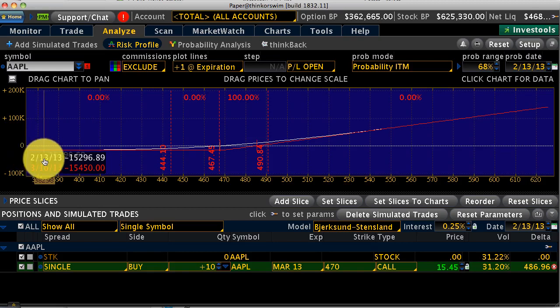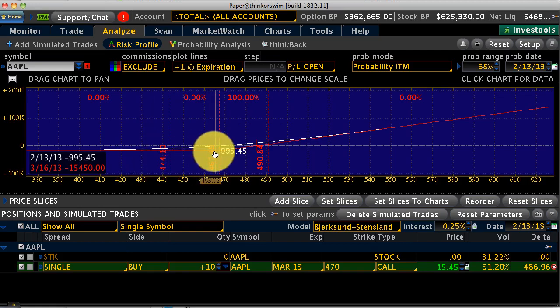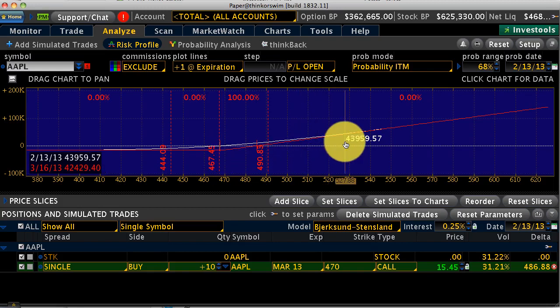On 2/13, which is today, you can see that if Apple were to go down here, you can see what your profit and loss would be for today if Apple made a big move to the downside, or if Apple made a big move to the upside. You can see that the white line tells you what your profit will be today, and the red line tells you what your profit and loss will be on the day of expiry.